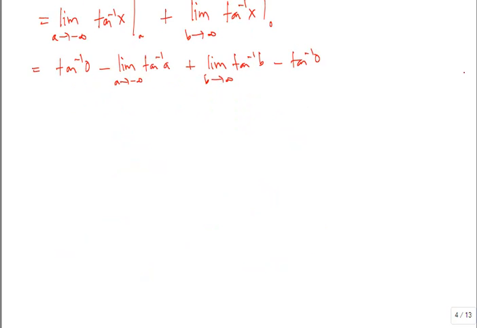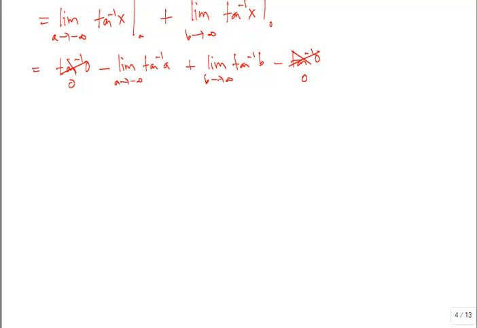So inverse tangent of 0 means what angle when you take the tangent of it gives you 0. And remember, tangent is sine of x over cosine of x. So tangent is going to be 0 when sine is 0, which is at 0. So this is 0 and this is 0.